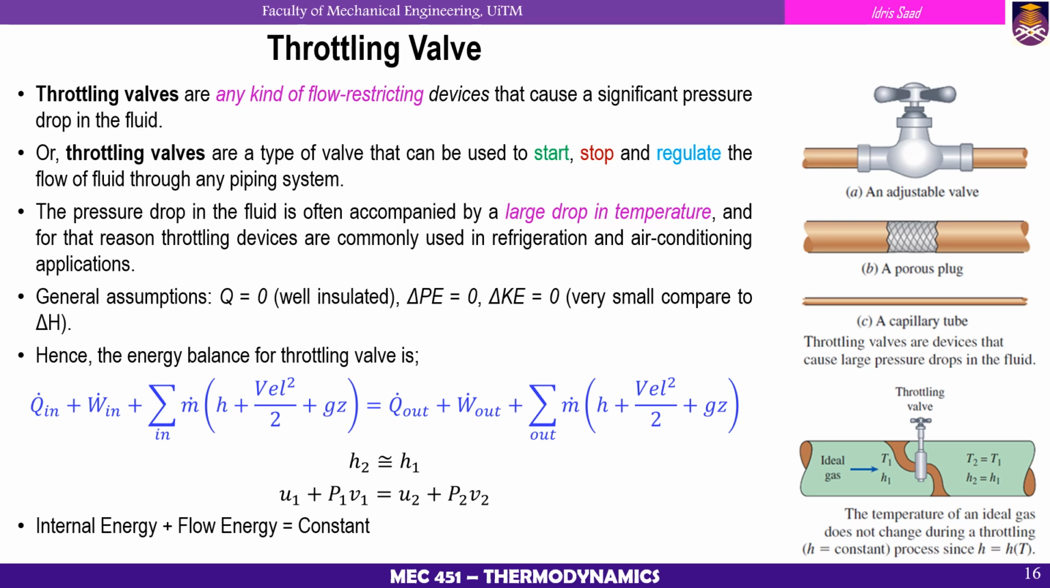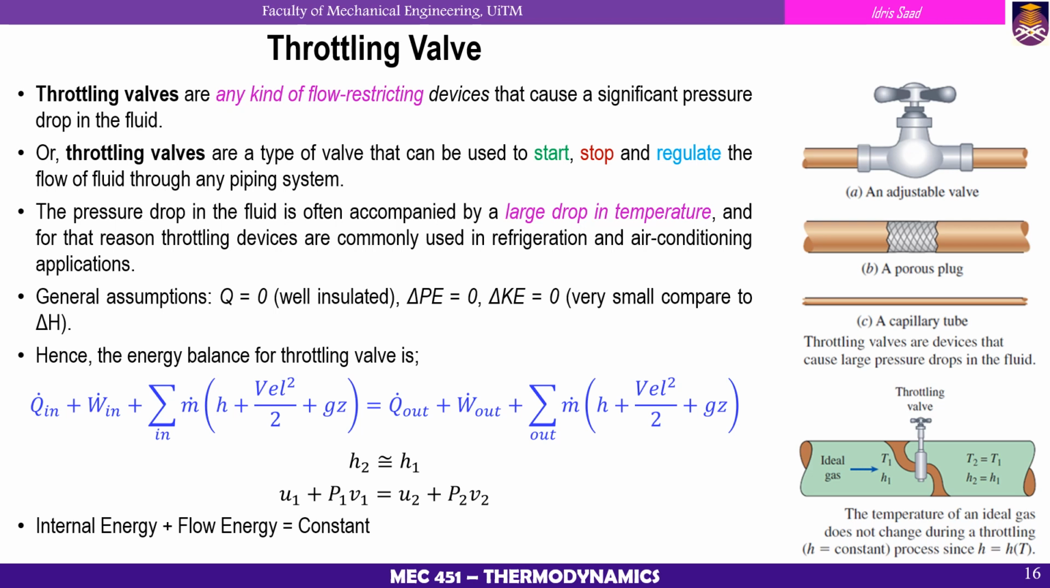That means the pressure of the fluid after the throttling valve must always be lower than the pressure before the throttling valve. We know from chapter 2 that pressure and temperature are directly proportional. Thus, the pressure drop in the fluid flow is often accompanied by a large drop in the temperature of the fluid flow. For that reason, throttling devices are commonly used in refrigeration and air conditioning applications.